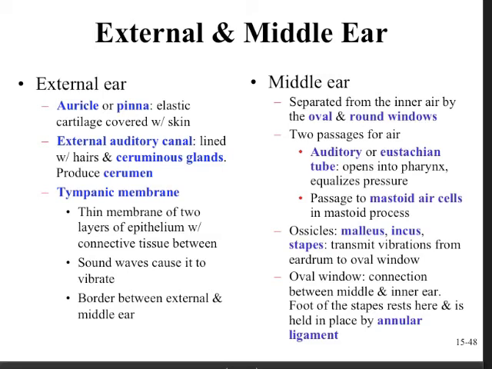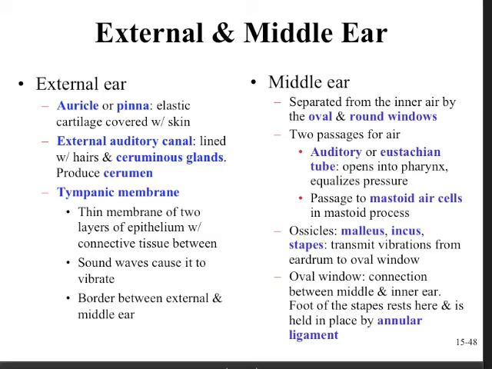There's 2 passages for air. The auditory or eustachian tube connects the pharynx to the middle ear, and this helps equalize pressure on the medial and lateral side of the drum. And there's also a passage to the mastoid cells in the mastoid process.